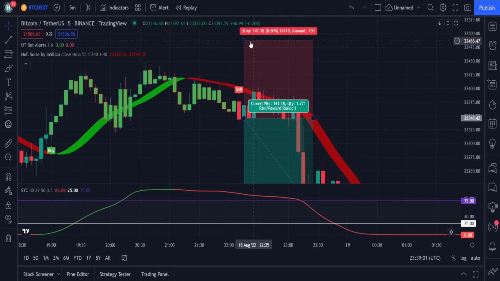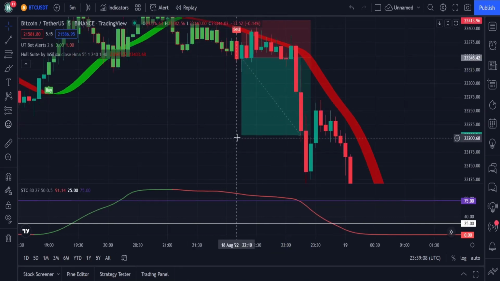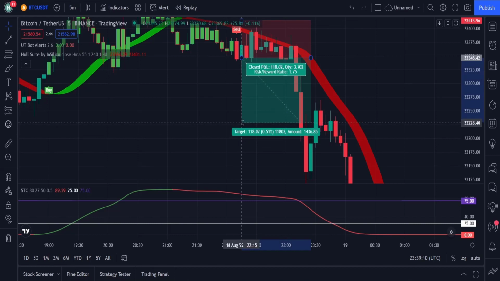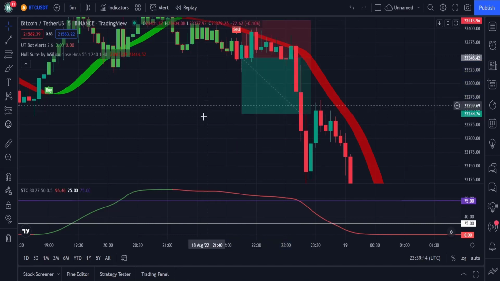I'll take a short position and get in right at the end of the trigger candle, and right above the last swing high as the stop loss, keeping risk to reward 1 to 1.5. It would have hit take profit right there.